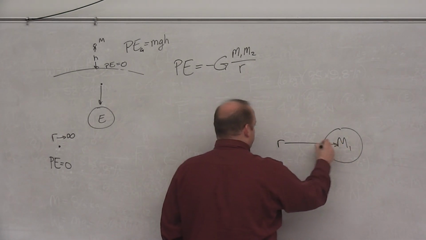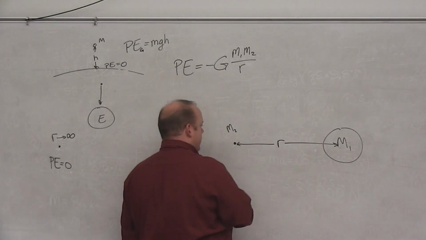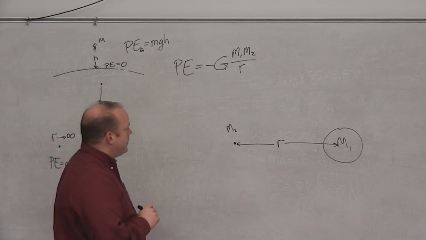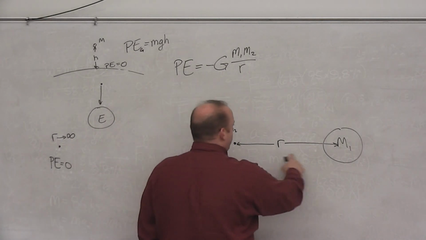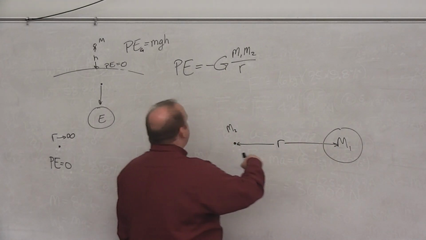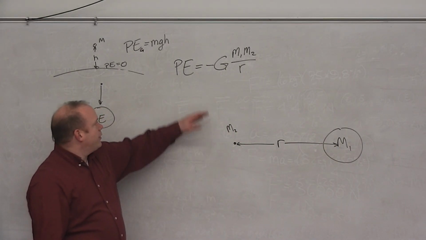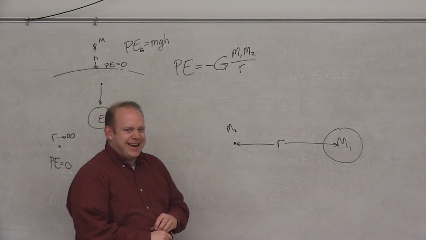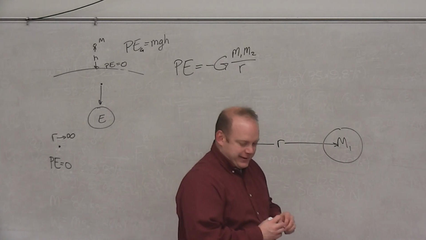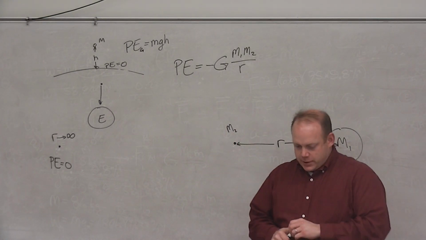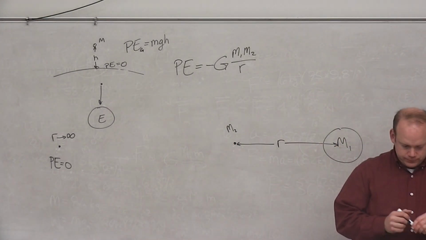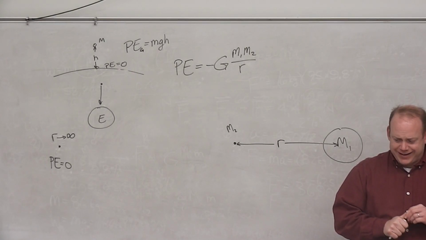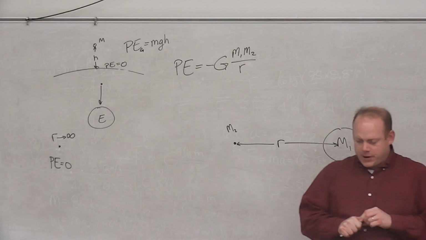This R, by the way, goes to the center of mass of the planet. So now, that's going to be R. This is M1 and M2. Okay, so the potential energy between these two is going to be negative G M1 M2 over R. Negative. That's the key. It is negative. So now, we're going to use this quite extensively in a lot of the problems.